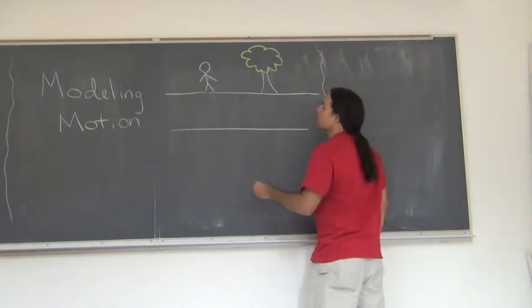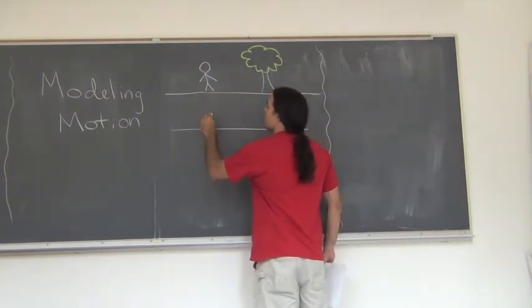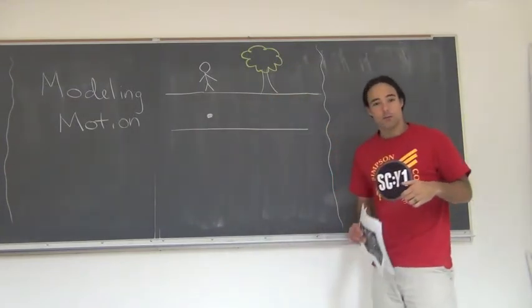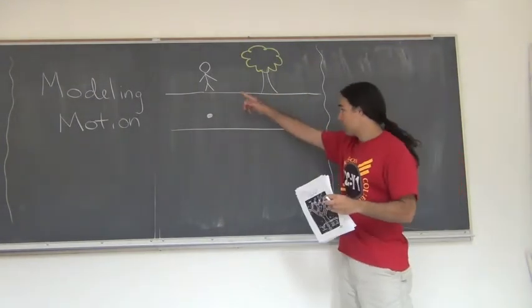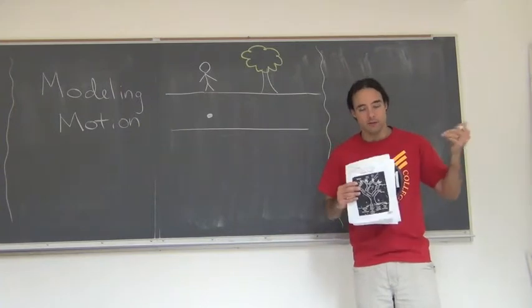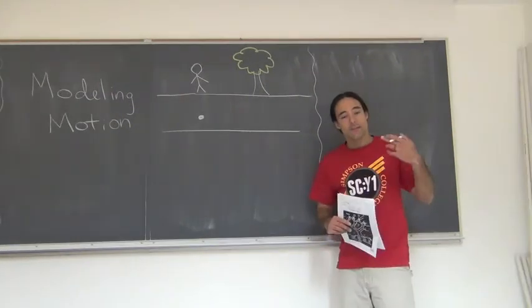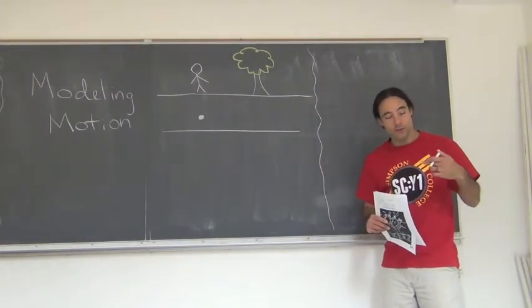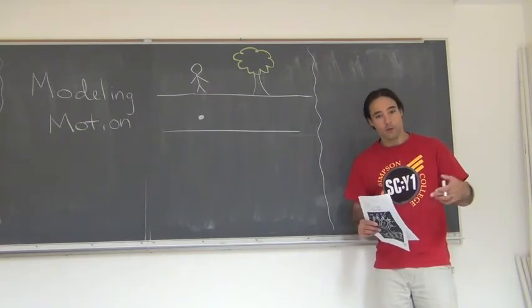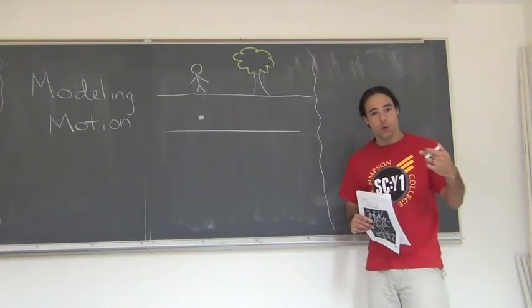We're going to start just by making whatever object I'm interested in, in this case the person, a dot to keep things very simple. The next thing we'll want to do is define certain quantities. To start off with, we're going to define an origin.